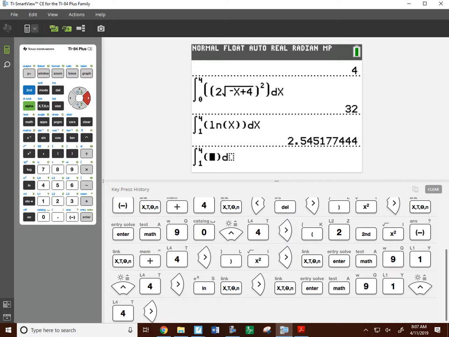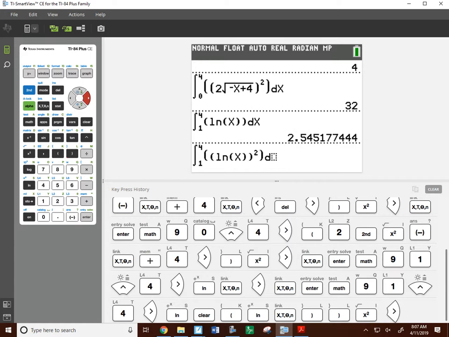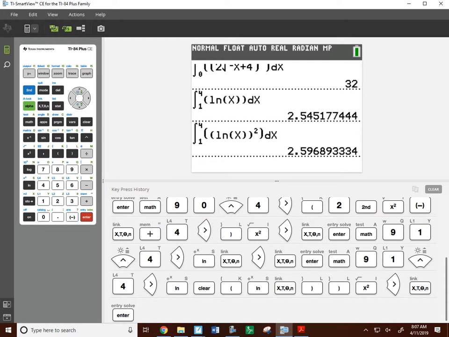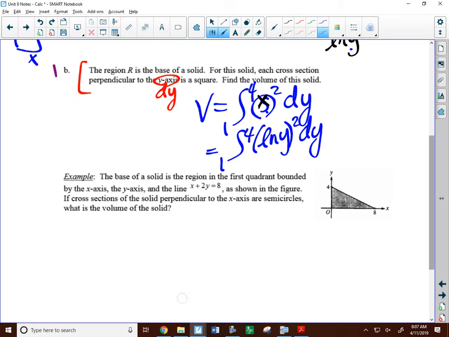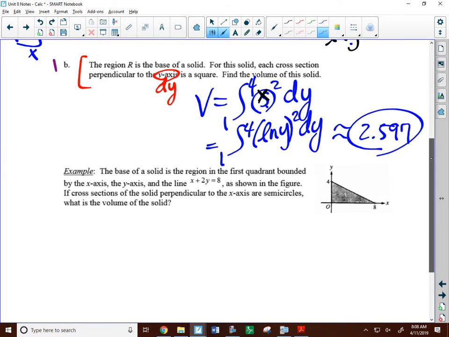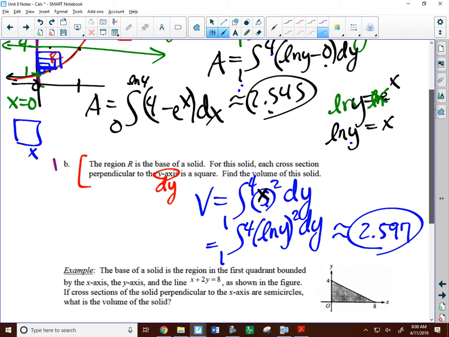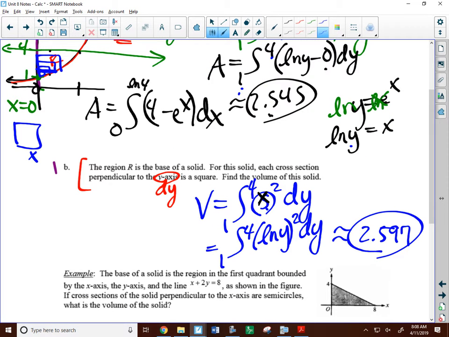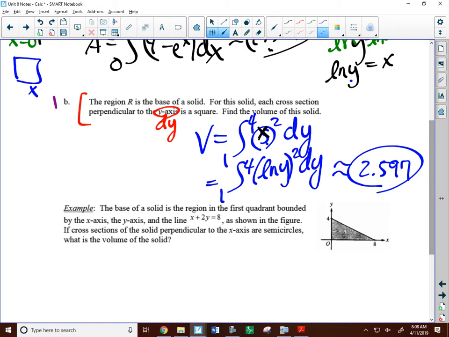Okay, 1 up to 4, natural log, oh, actually in parentheses. Parentheses, natural log x, close parentheses squared, should be good now, dx. Yep, about 2.59 seconds. And again, this would be volume, cubic units. And this area up here would be squared, so don't think they're that similar.